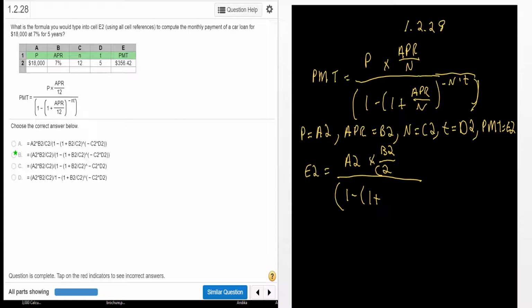Okay, so I'm rewriting this here. APR is B2 over C2. And N is C2. There's a negative C2 here times T, which is D2.